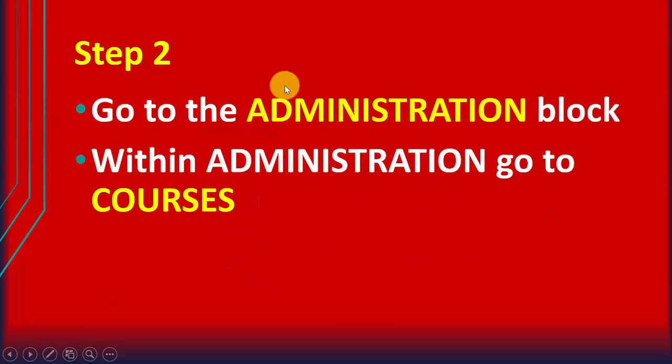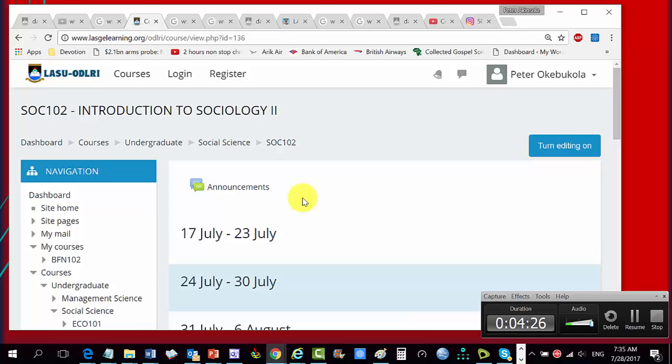Step number 2 is for us to go to the administration block. On the left side of the home page, or the course page, the landing page, as I sometimes call it, you get the administration block, and within the administration block you go to courses. So let's see how we go about that.